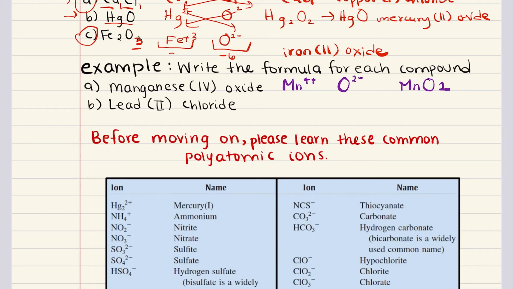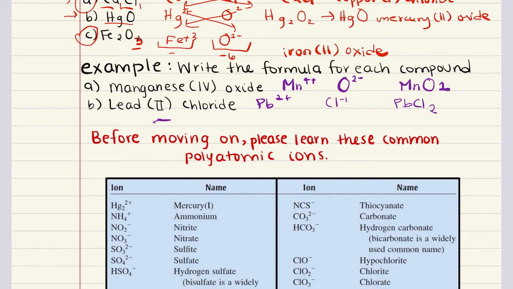Beautiful. What about the next one? Lead 2 chloride. So lead has a charge of 2 plus, that's what's given to us. Now we know chloride usually has a -1 charge. How many chlorides are we going to need to make sure that the charge is balanced? We're going to need 2 of them. And so our compound is PbCl2. That's the formula for this compound. All right, and with that, we have covered our examples for binary compounds type 2.